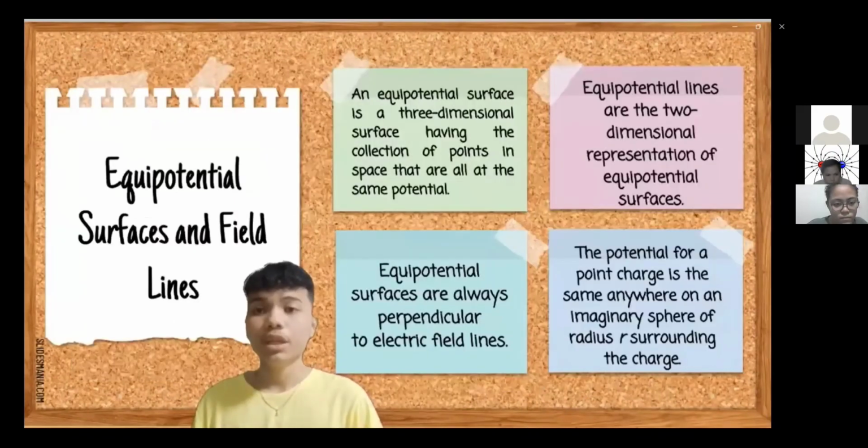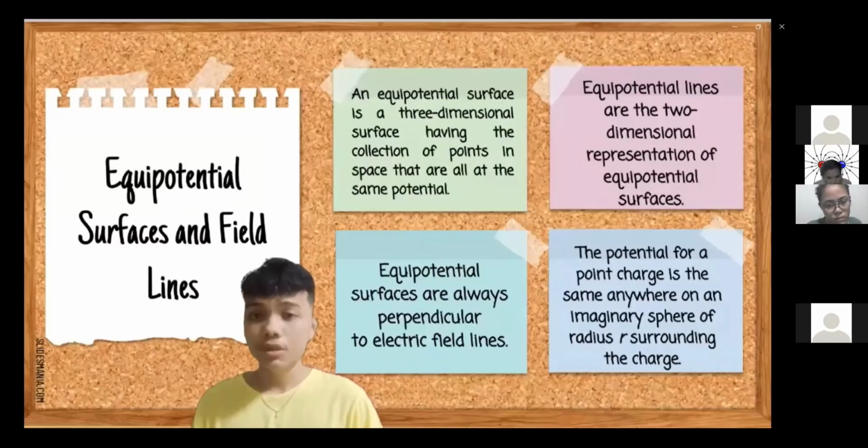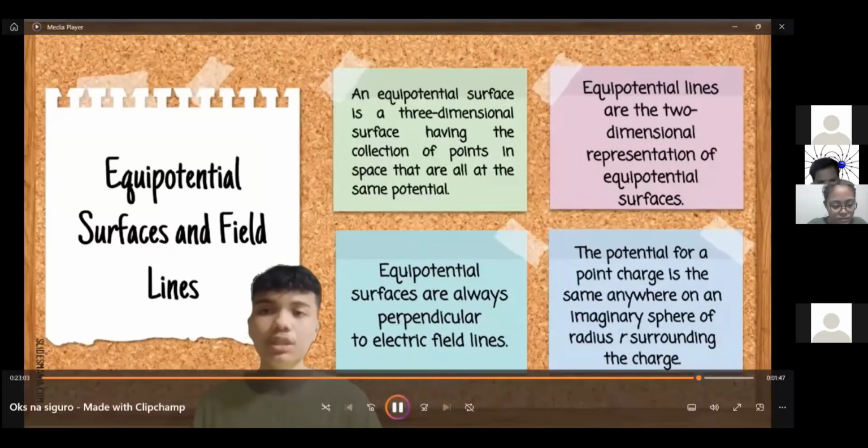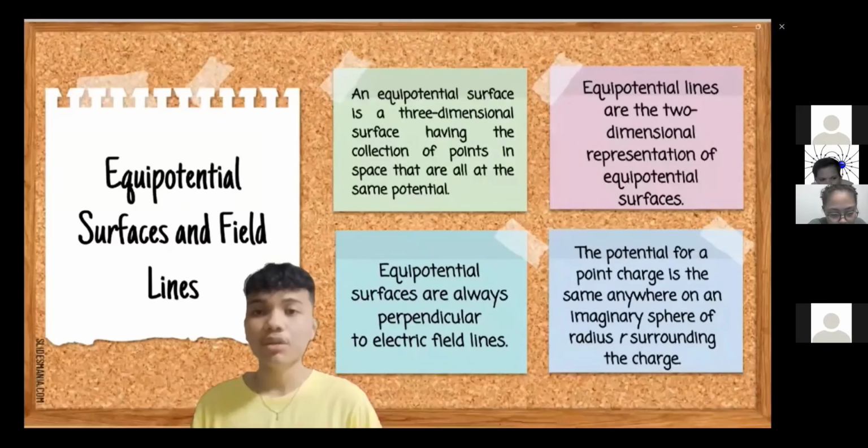Equipotential surface and field lines. An equipotential surface is a three-dimensional surface having the collection of points in space that are all at the same potential. Equipotential lines are the two-dimensional representation of equipotential surface. Equipotential surfaces are always perpendicular to electric field lines. The potential for a point charge is the same anywhere on an imaginary sphere of radius r surrounding the charge.